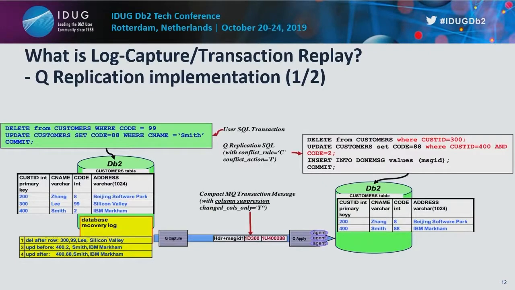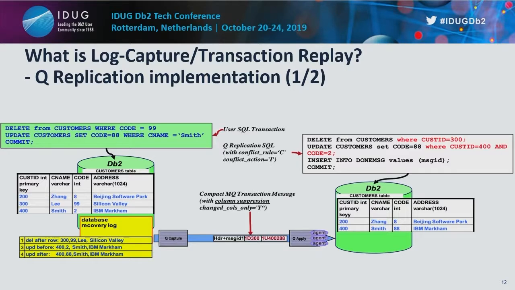Log capture, transaction replay. This is a common technology if you want to deploy an active-active configuration. Competitors like Oracle GoldenGate will also capture the log and rebuild SQL. So this is the technology that you need for active-active configurations.